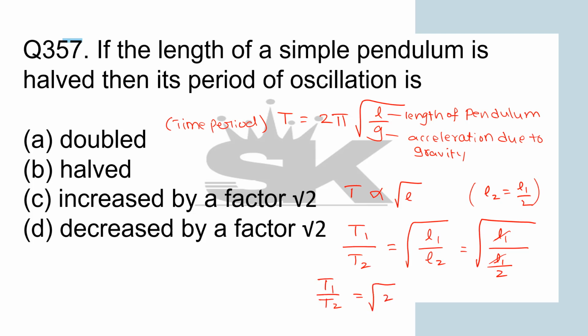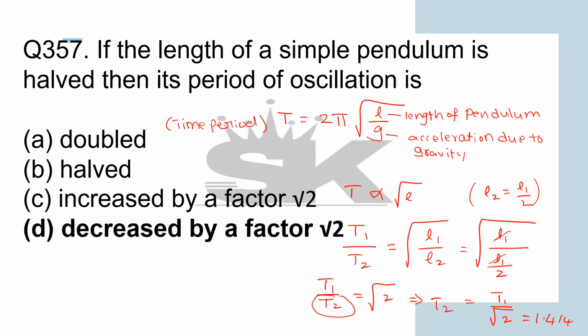So what he is asking: if the length of a simple pendulum is half, then its period of oscillation is. So here asking for T2. T2 is T1 by root 2. Root 2 value is 1.414. So it is decreased by a factor of root 2. So here the answer is D.